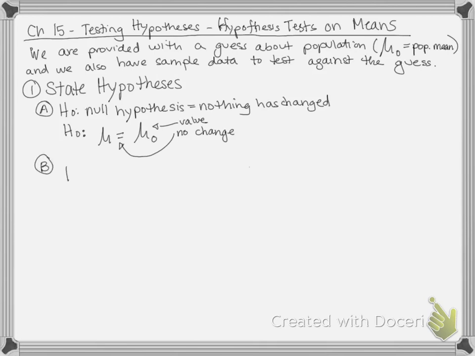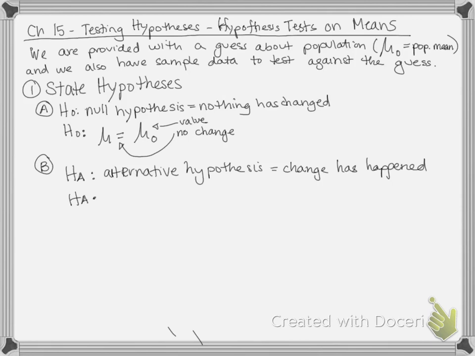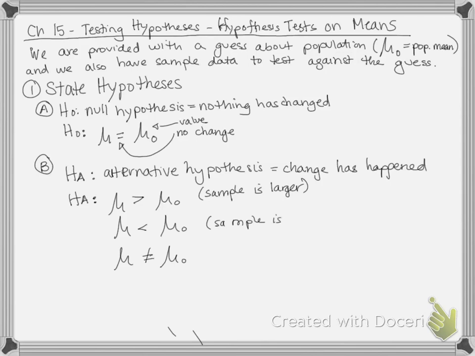And then our second step is to record our alternative hypothesis, which means that there has been a change, right? Change has happened. So the way that we will record this for means, we would say either mu is greater than mu naught, mu is less than mu naught, or we would say mu is just not the same, right? So the sample is larger, or the sample is smaller, or the sample changed, right? Like this third option doesn't really tell me a whole lot. It just says there has been some kind of a change.